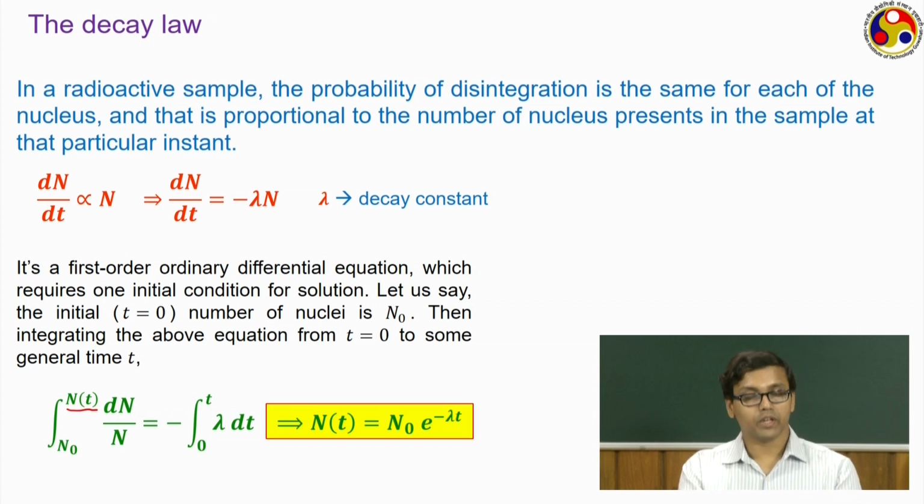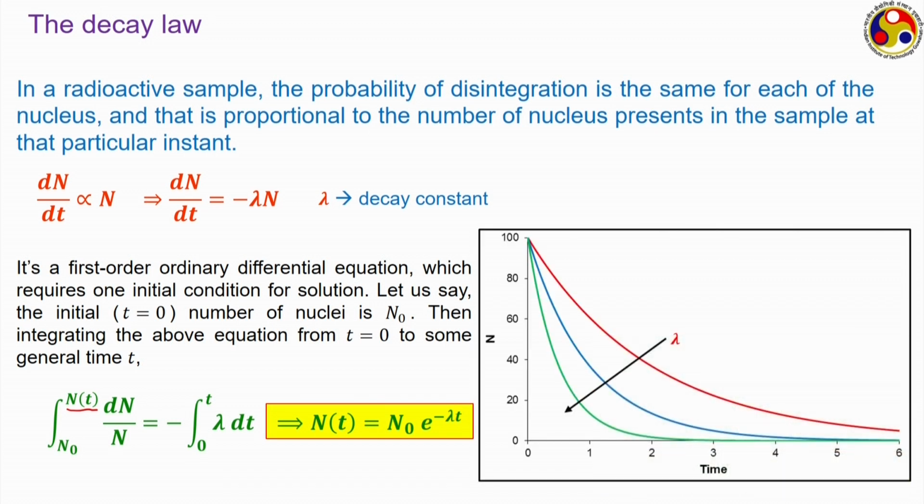N(t) is equal to N naught into e to the power minus lambda t, that is, it follows an exponential form. Or if we see it on a graph, it is just a representative graph. If we start with 100 nuclei at some instant, then with time it reduces exponentially depending upon the value of lambda. Of course, the slope of the curve will depend upon the value of lambda.